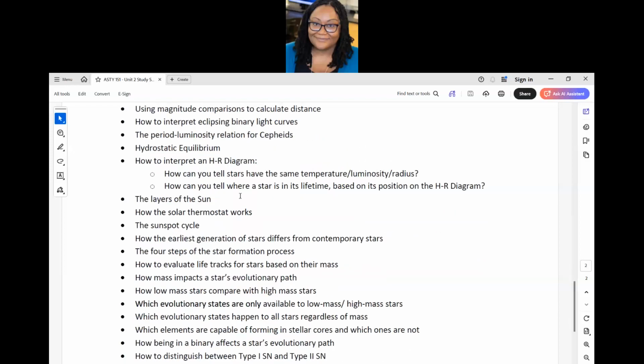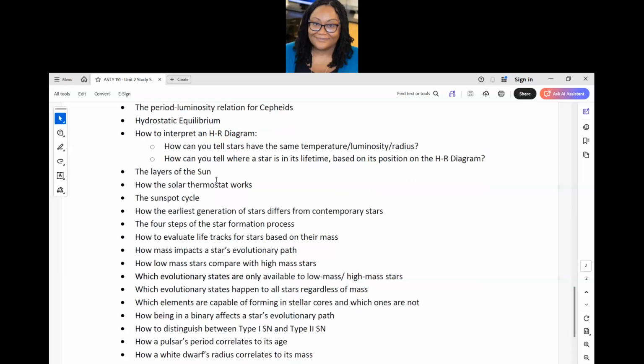The layers of the sun: working your way outward from the core, you run into the radiation zone first, then the convection zone, then the photosphere, which is the surface of the sun as we can see it. The lowest layer of the atmosphere is the chromosphere, and then the corona is the outer layer of the sun's atmosphere.